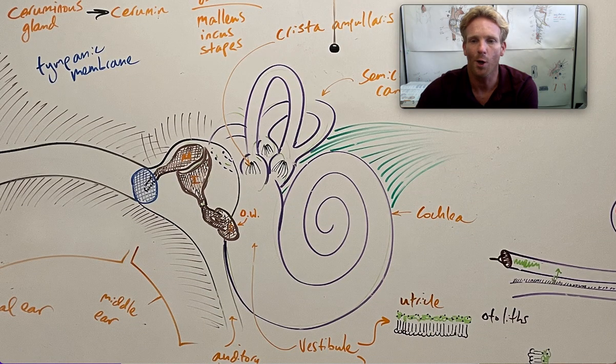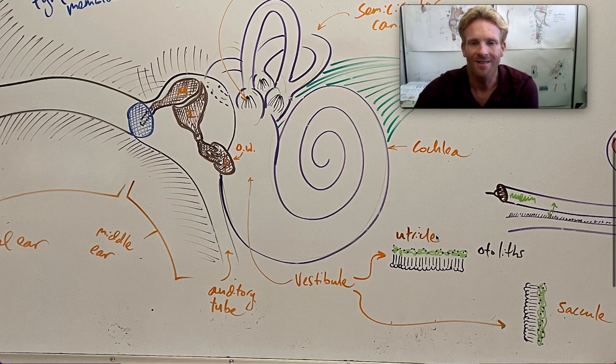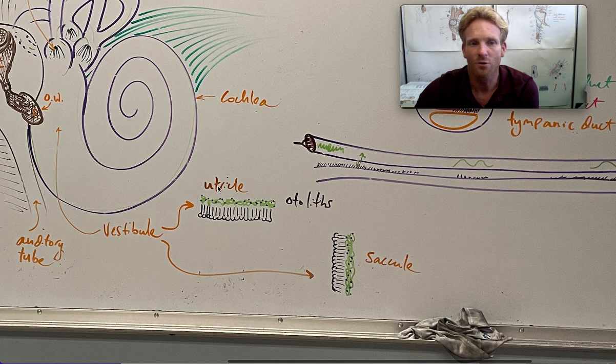So let's move this out of the way here, and let's go over to the vestibule. Let's talk about that first. In the vestibule, there are actually two different structures. The first structure is called the utricle, and the second structure is the saccule.